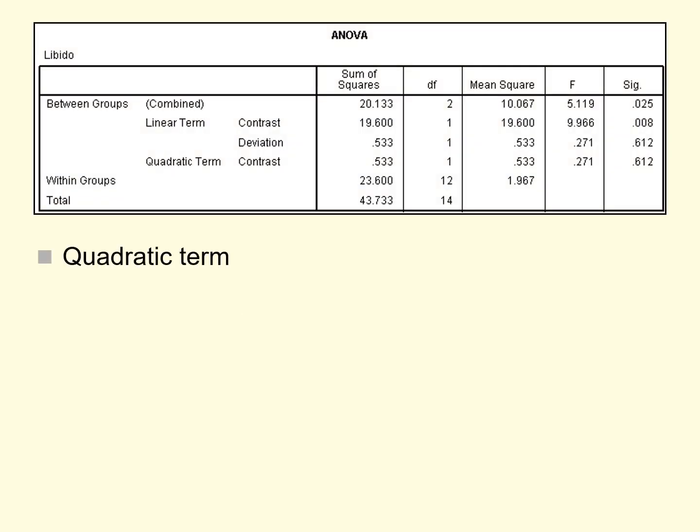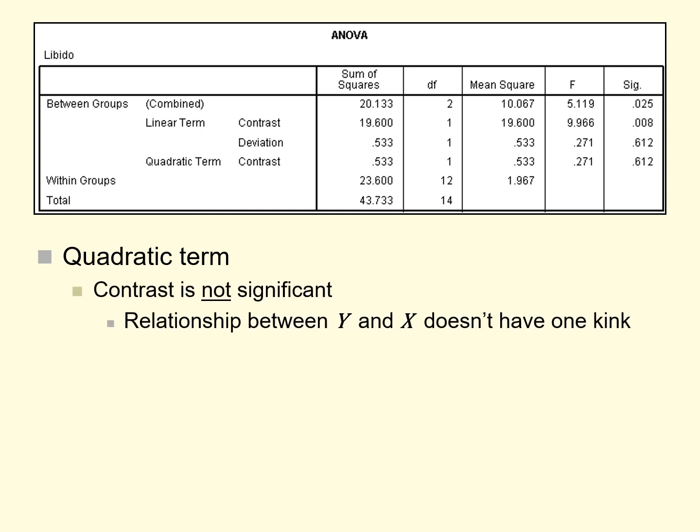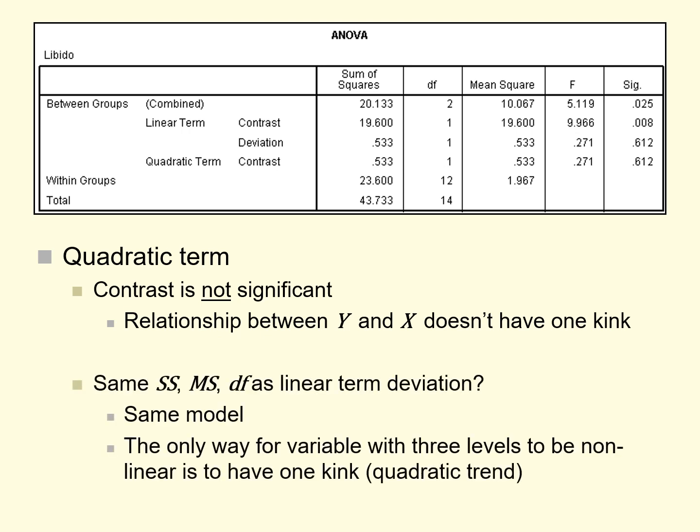And at the risk of just beating a dead horse here, the quadratic trend is not significant. So once again, giving us the sense that the polynomial trend is better characterized as linear than it is as quadratic. And as I said before, you may notice that we have the same sums of squares and degrees of freedom and mean squares for the deviation of the linear term and the contrast for the quadratic term. That's because with only 3 levels of our predictor variable, there's only one way for our trend to be nonlinear, and that is to be quadratic. And in this case, it's not, or at least we don't have evidence that it is a quadratic trend.